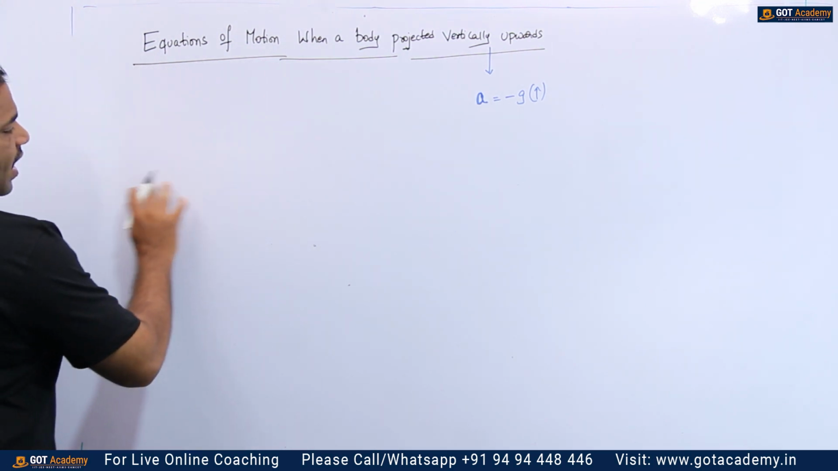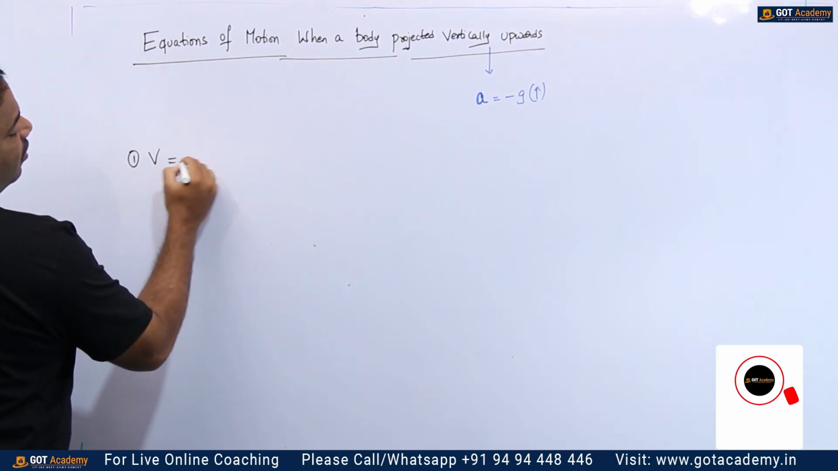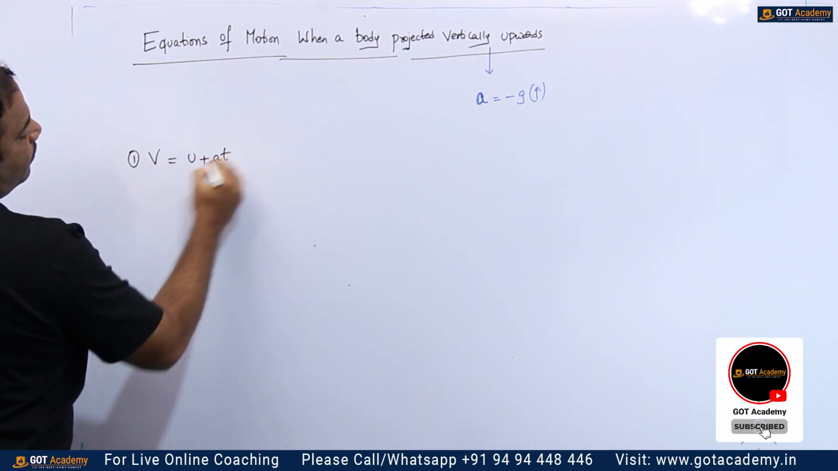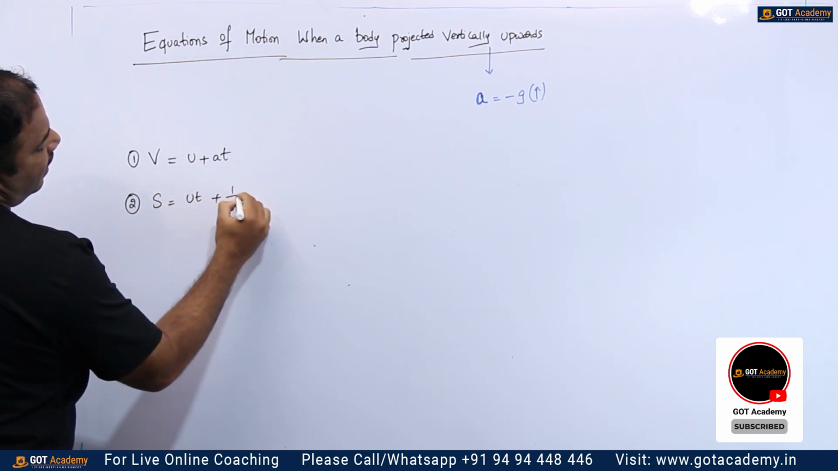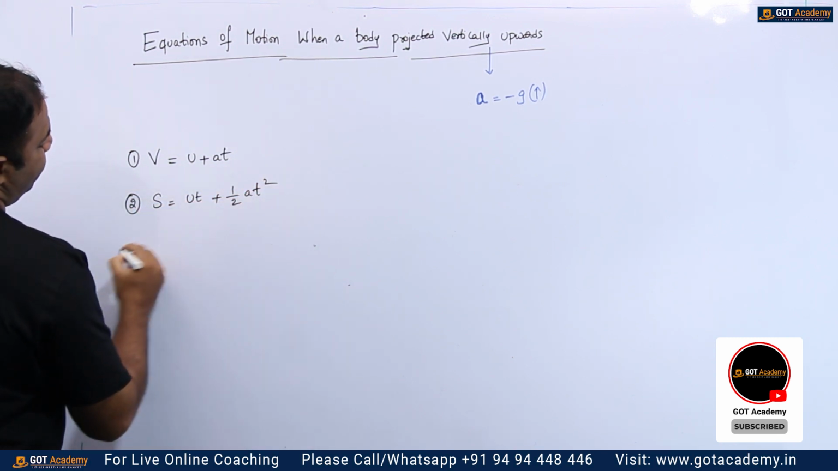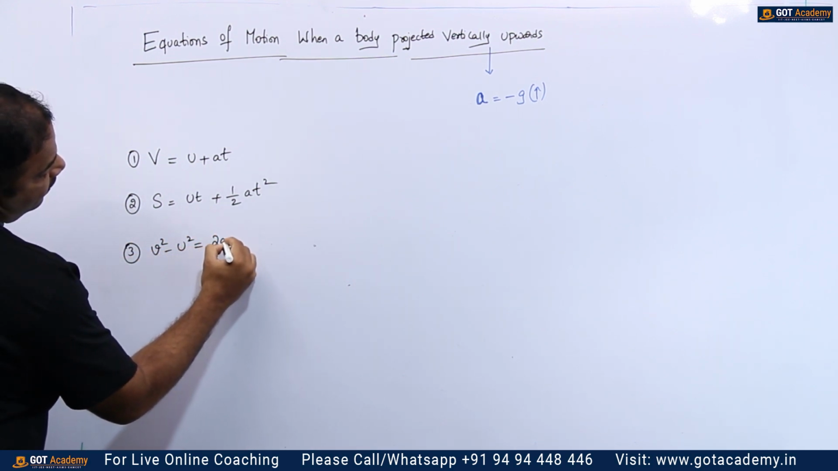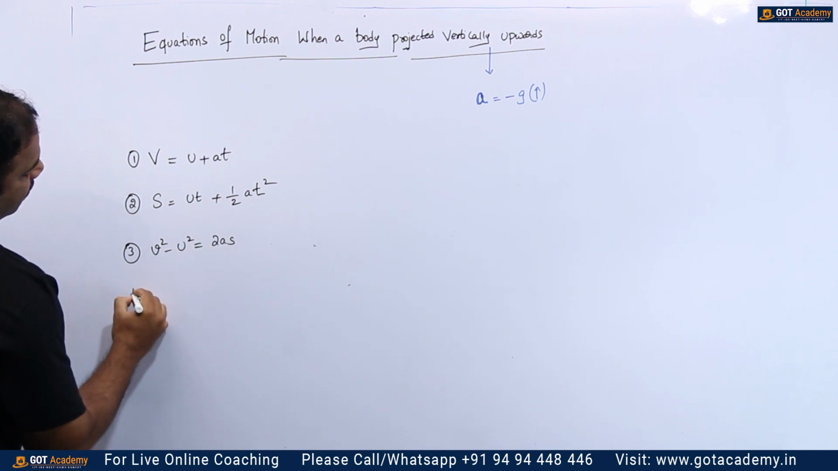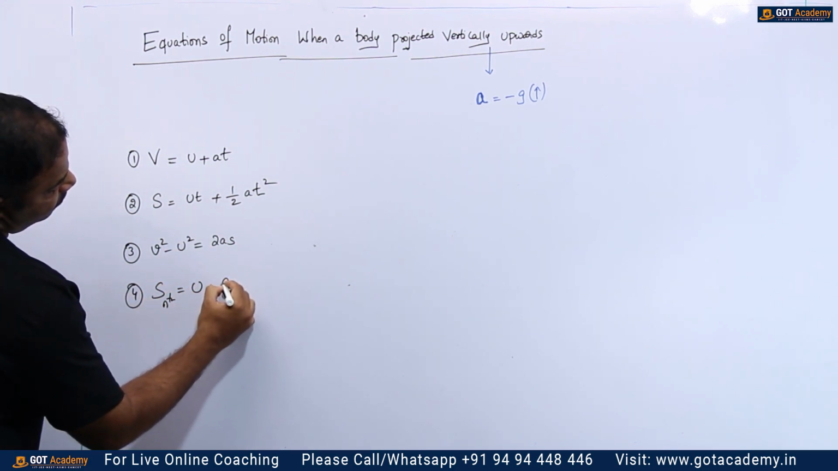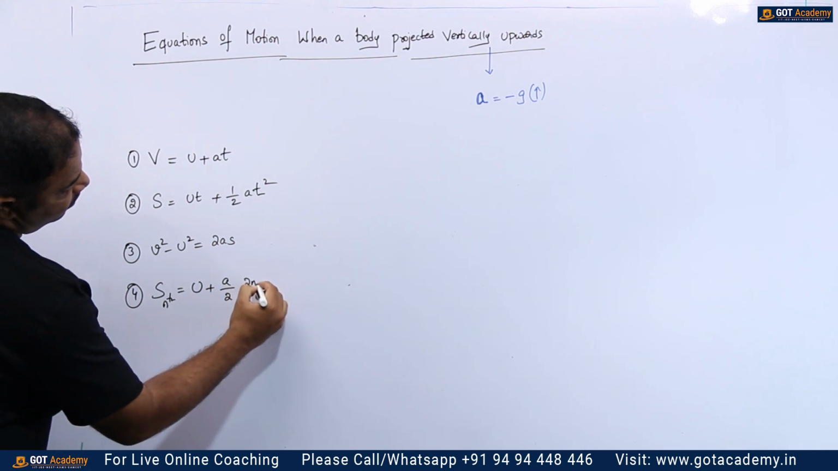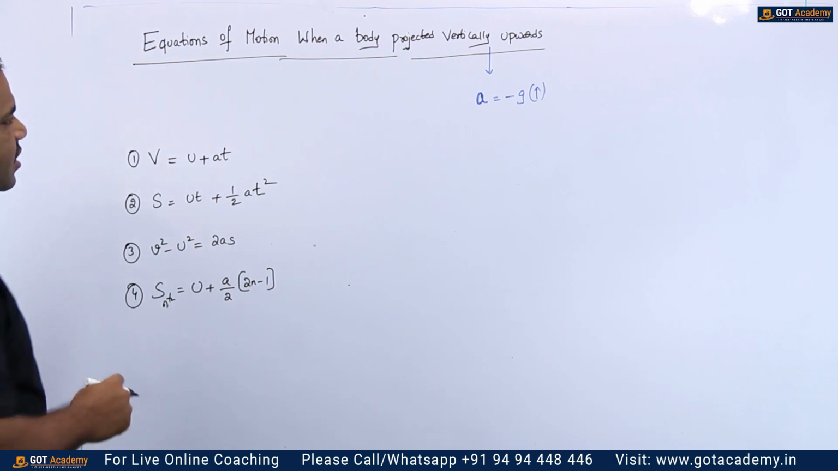Now, we are having 4 different equations. The first one is V is equal to U plus AT. Second one is S is equal to UT plus half AT square. And third one is V square minus U square is equal to 2AS. Fourth one, distance travelled in nth second is equal to U plus A by 2 into 2n minus 1. So, these are the general equations we are having initially.